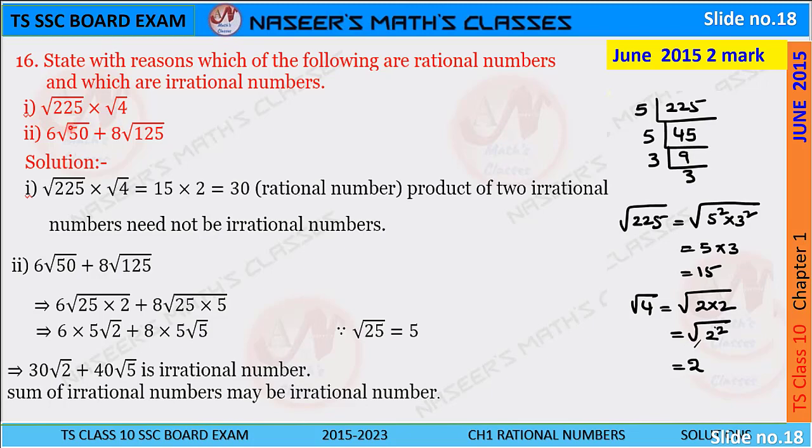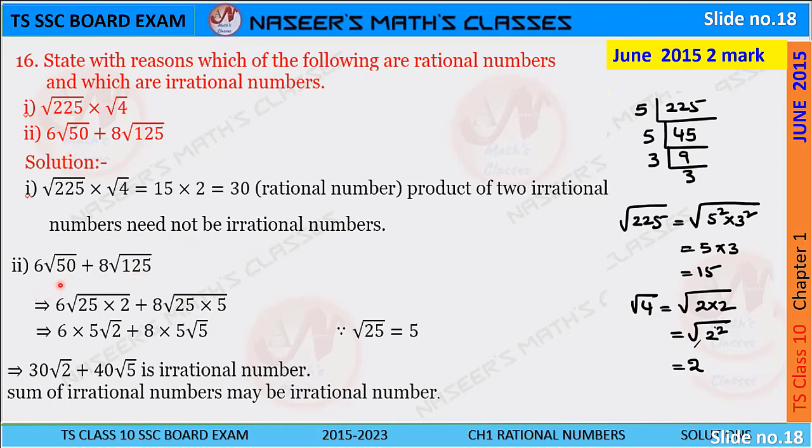First we have to find the factors of 225 and 4. So 225 factors are written as 5 into 5 into 3 into 3. Then we get root 225 is equal to 15 and root 4 is 2. Then root 225 into root 4 is equal to 15 into 2, which is 30. 30 is a rational number. Therefore, we can say the product of two irrational numbers need not be an irrational number.